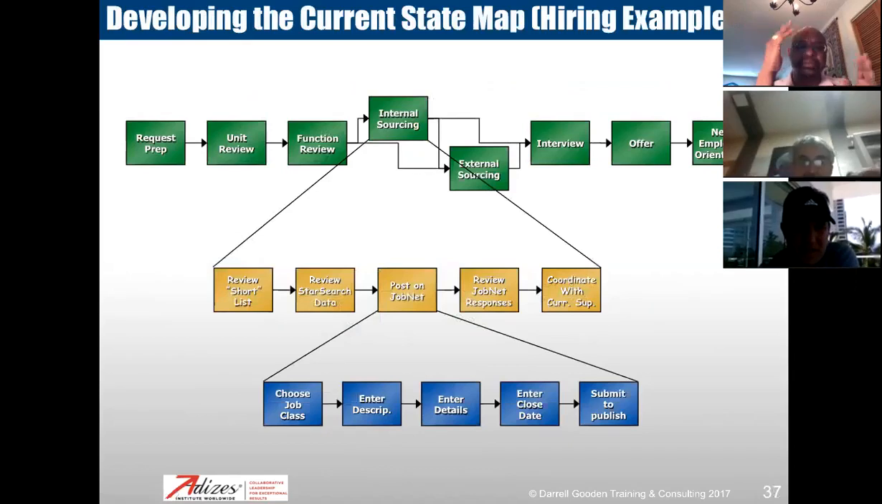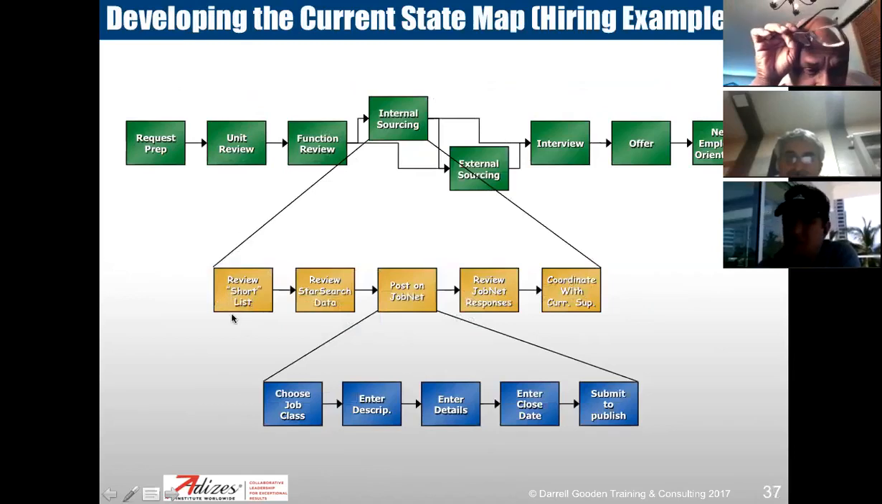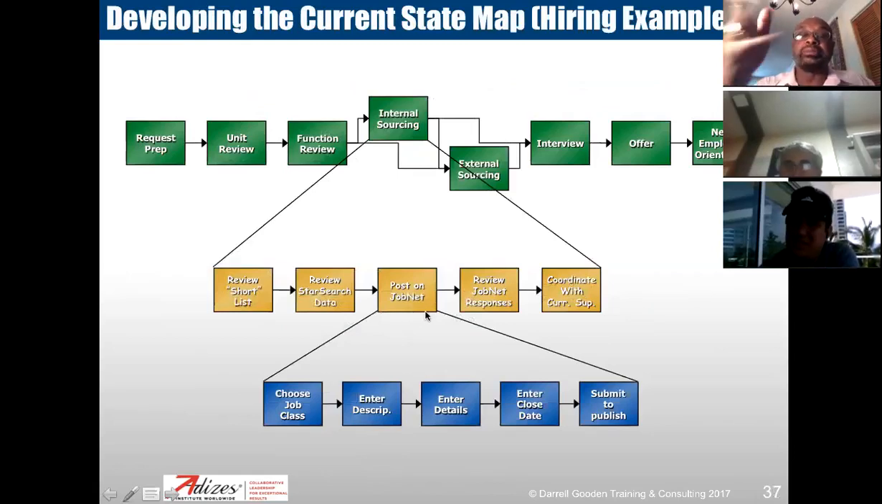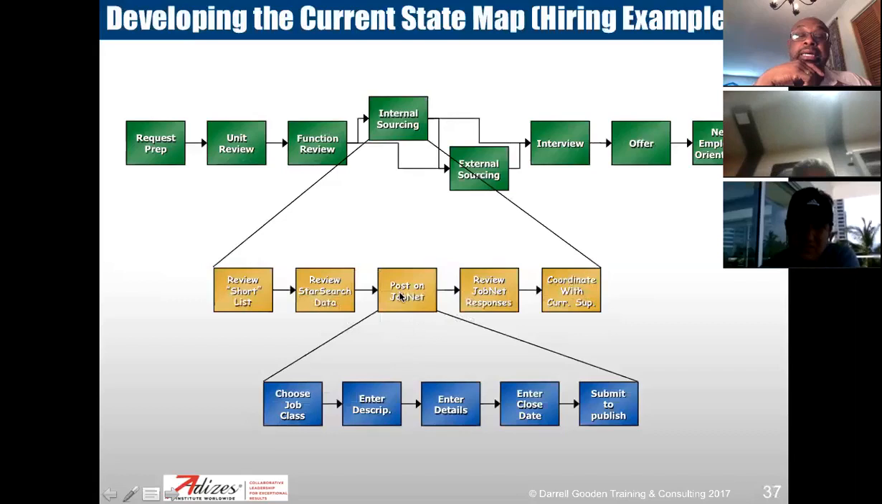Anything more than that becomes too confusing. Six to nine steps gets you where you need to be. You break it down once. From internal sourcing, when we're hiring someone, there's a review of the short list, review of star search data, post on some database, review, and then coordinate with the current supervisor, right? But you can also decide, this stuff is okay, but this is where we are.